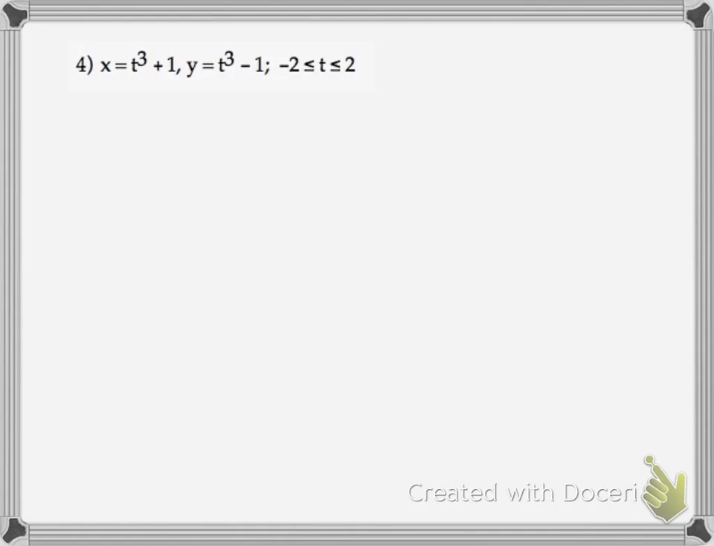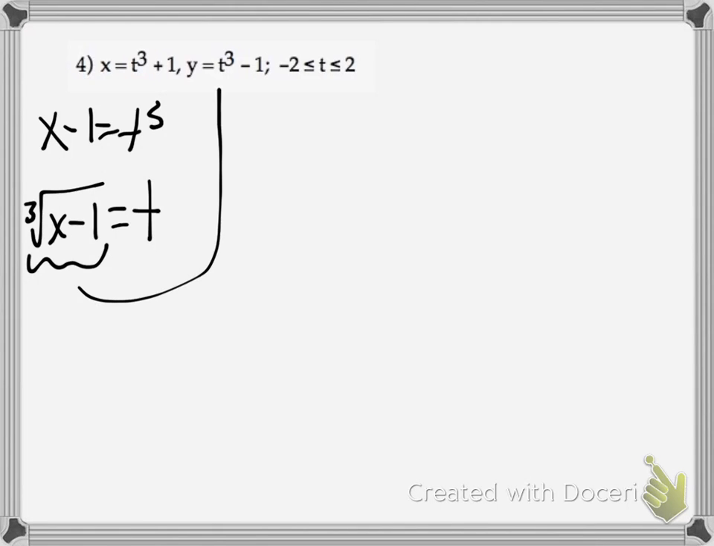Okay, so we got x equals t cubed plus 1, y equals t cubed minus 1, and we've got restrictions from -2 to +2 for t. And again, no trig on this one, so really the only thing that you're trying to do is solve your first one for t so that you can plug it in. So x minus 1 equals t cubed, right? Because you want a y equals x something or other. Take the cube root of x minus 1 and the cube root of t cubed, right? And then plug this in there.